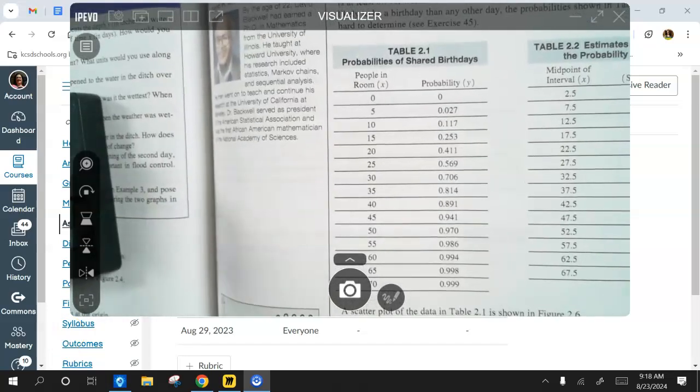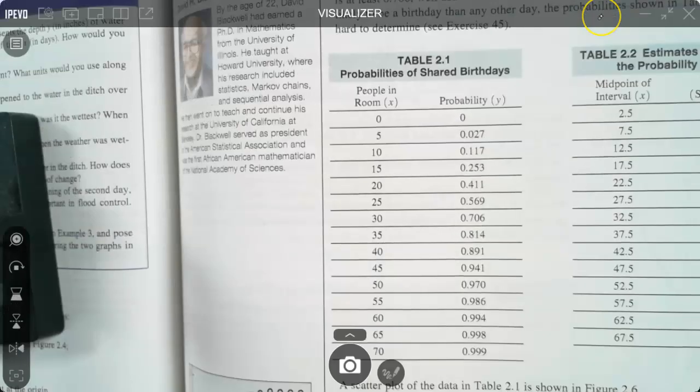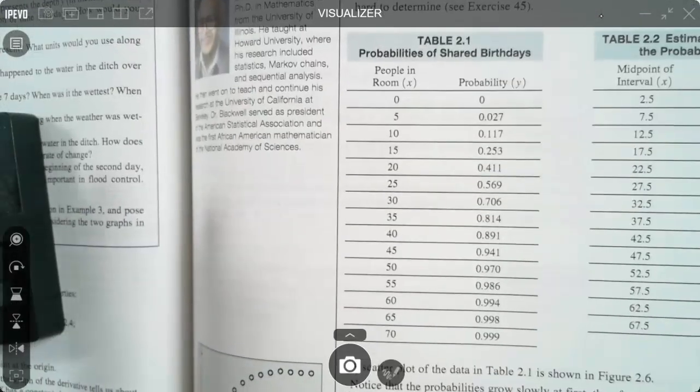This is probabilities of shared birthdays. This is on page 109 in your book. You don't have to worry. I just wanted to show you because one of your homework problems looks like this.